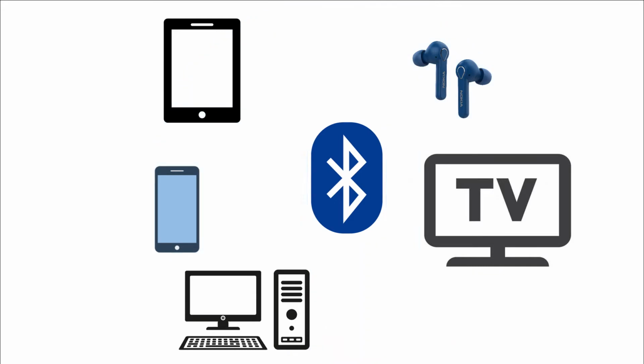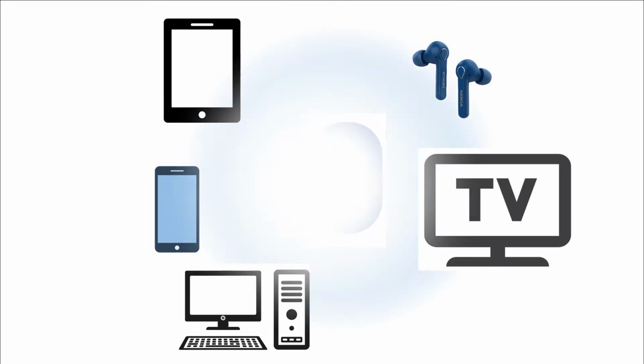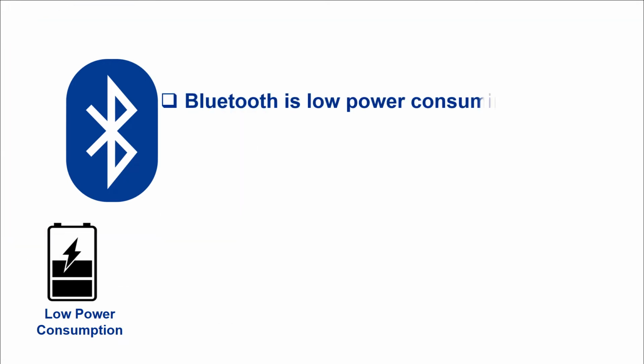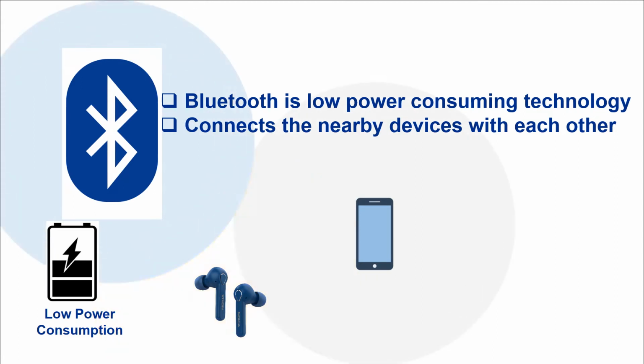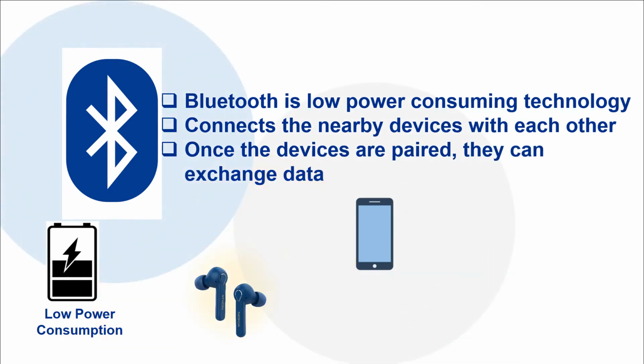So let us talk about Bluetooth. Bluetooth is used to transfer data between your electronic devices over a short distance. It is a low power consuming technology to connect nearby devices with each other. All Bluetooth enabled devices have a Bluetooth transceiver chip that will broadcast a signal so that nearby Bluetooth devices can be paired. Once the devices are paired, they will be able to exchange data between them. The range of Bluetooth devices is 30 feet or approximately 10 meters.